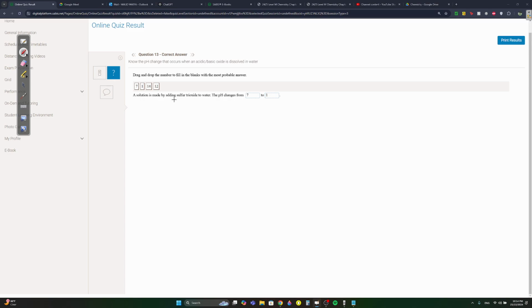Question 13. A solution is made by adding sulfur trioxide to water. Sulfur trioxide is this. What will the pH change from? Water is pH 7. So obviously the pH is 7. You want to see, are you adding an acid or a base?